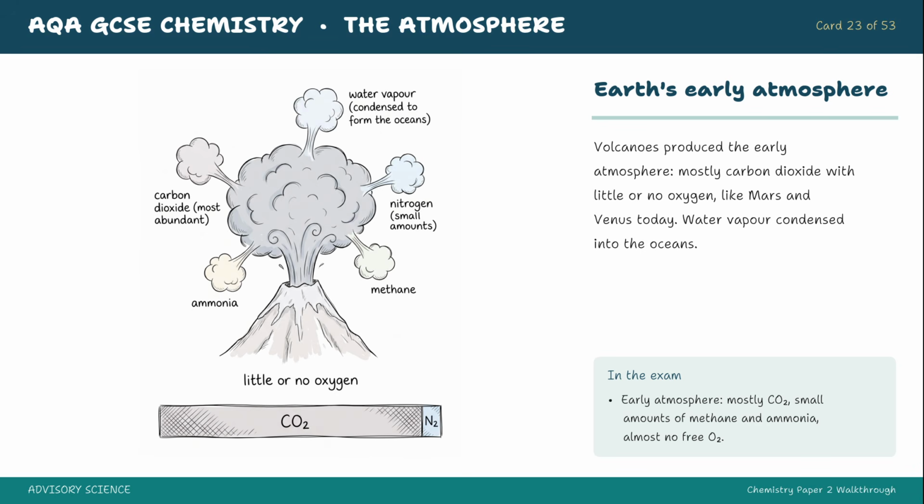In the exam, be careful with the wording. We can't be completely certain about the early atmosphere because it was so long ago and there's limited evidence. So scientists use theories and models. The two big points are mostly carbon dioxide and little to no oxygen.